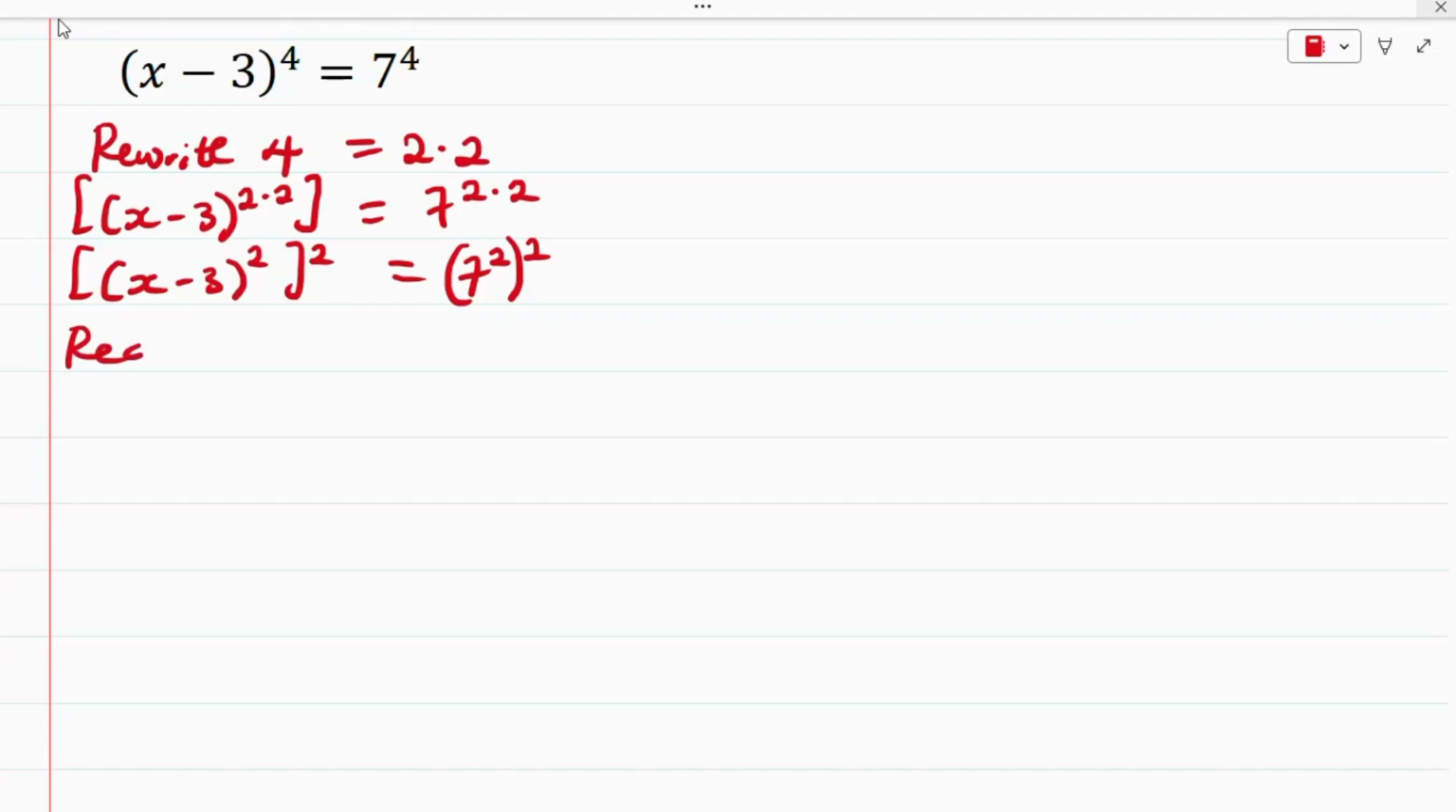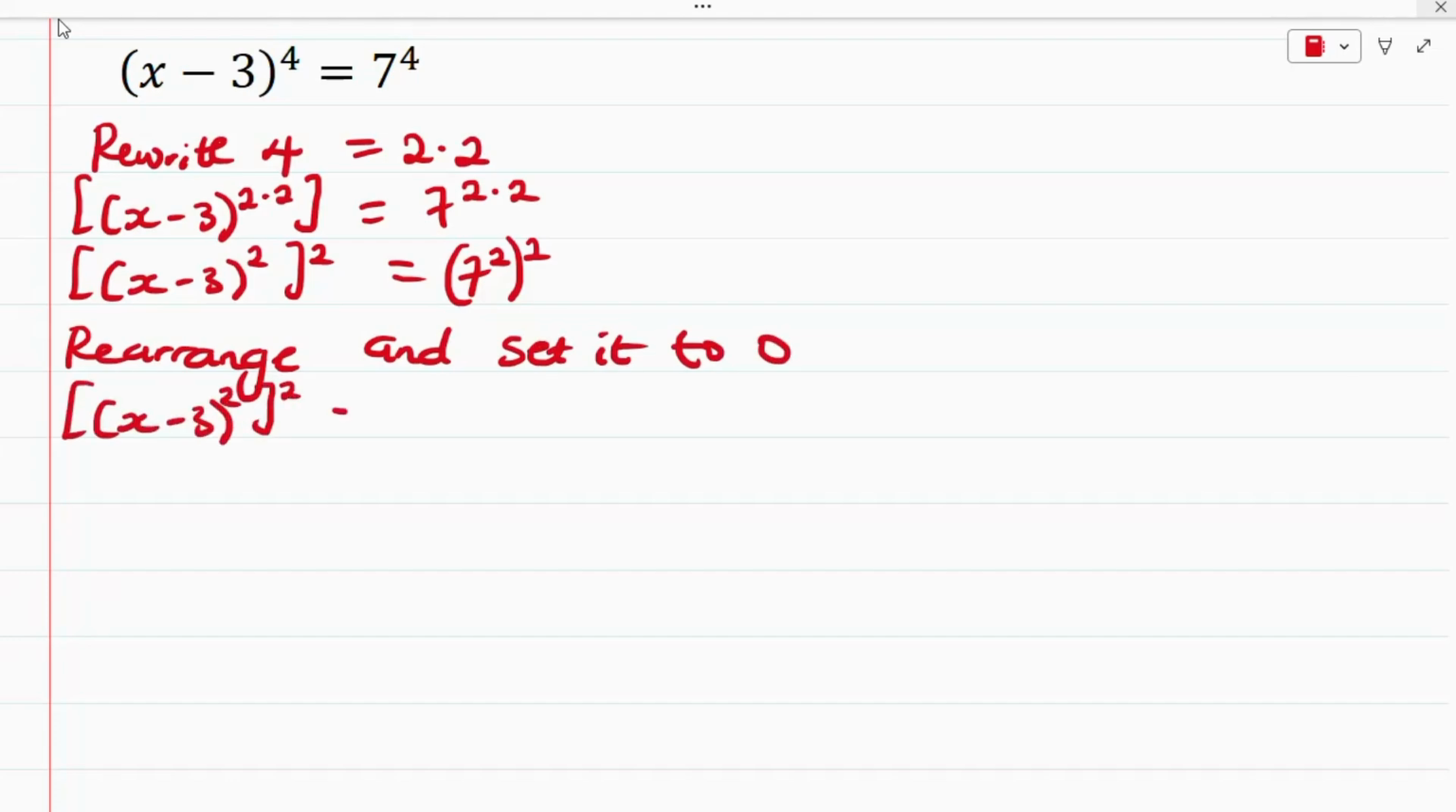So the next thing we want to do is to simply rearrange and set it to 0. So rearrange and set to 0, we have this to be ((x minus 3) squared) squared minus (7 squared) squared is equal to 0. So right here we have this.